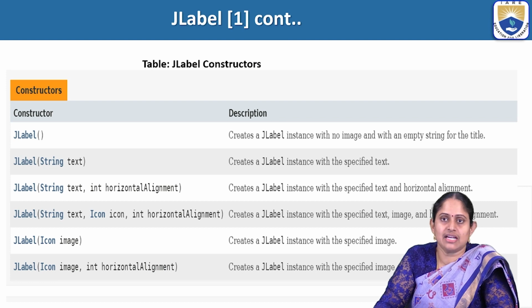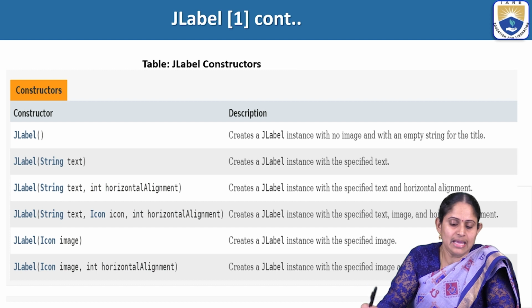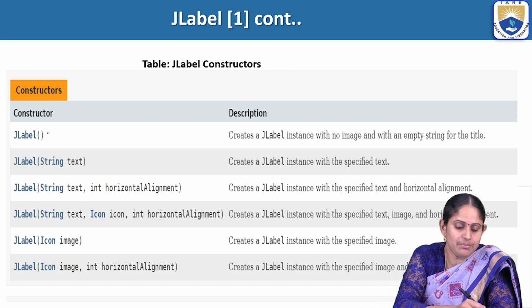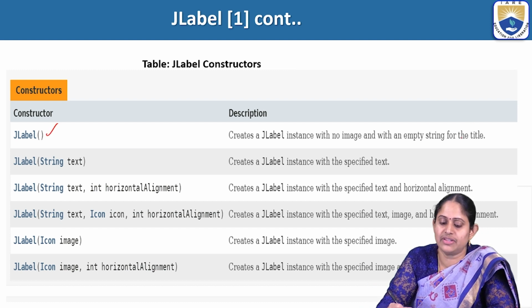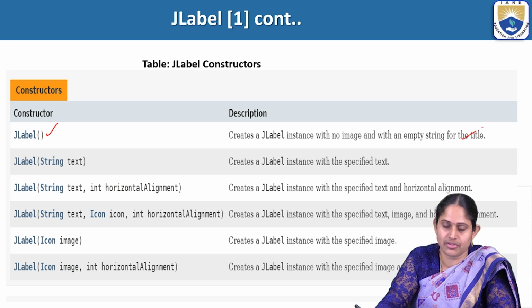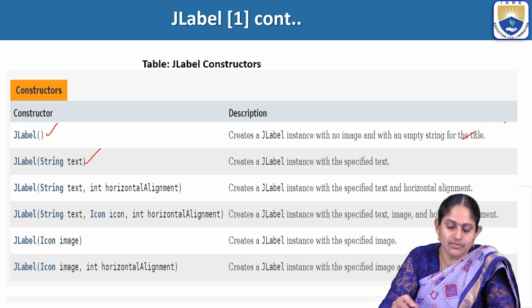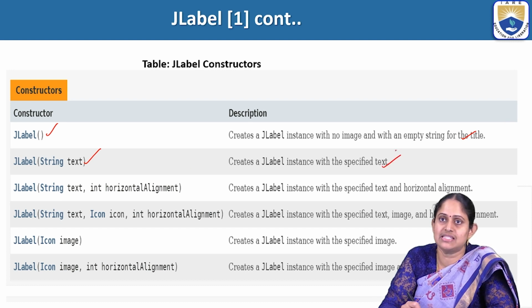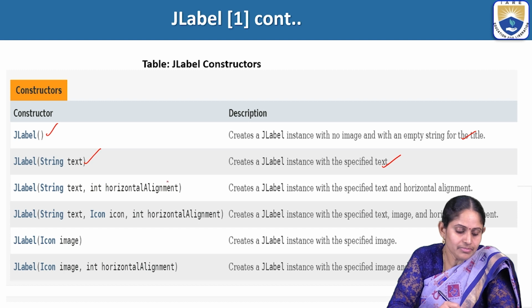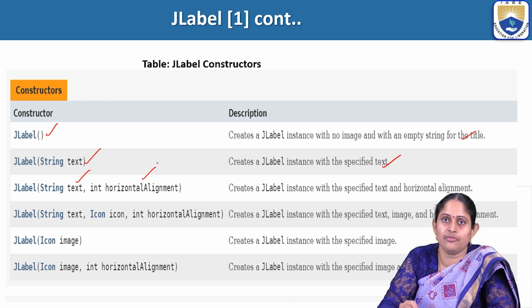Now these are the various constructors used for JLabel. The empty constructor, JLabel, will create an instance with no image and an empty string for the title. The JLabel constructor with a string as parameter will create a JLabel instance with the specified text. The JLabel constructor with a string and an integer represents the alignment.